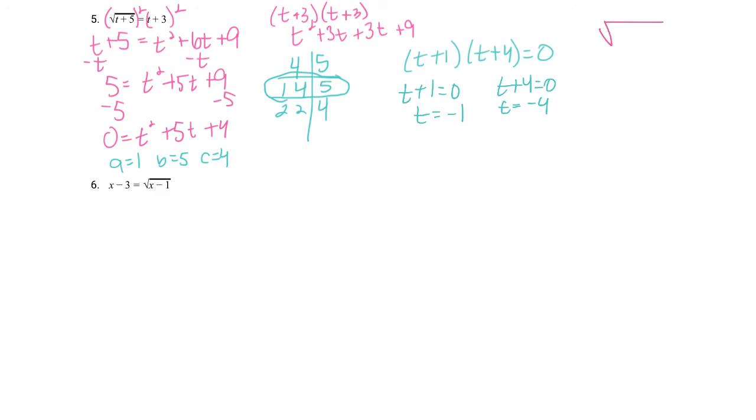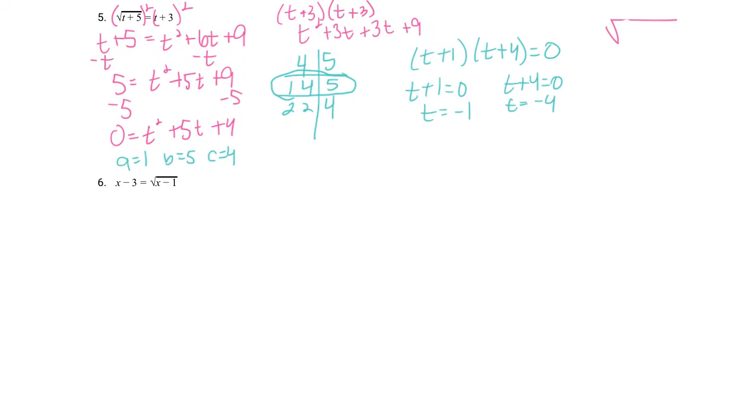-1 first, square root of, not t, dang it. We just said that t is -1, so the square root of -1 plus 5 equals -1 plus 3. That's the square root of 4, which is 2. And that also equals 2. So t equals -1 is true.